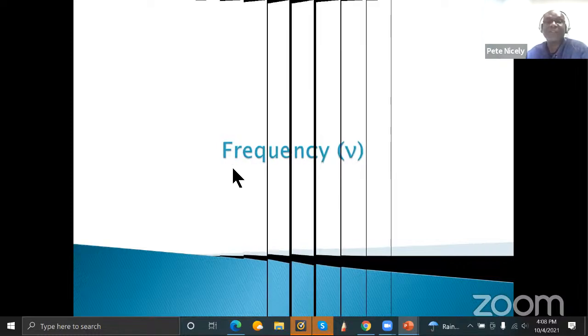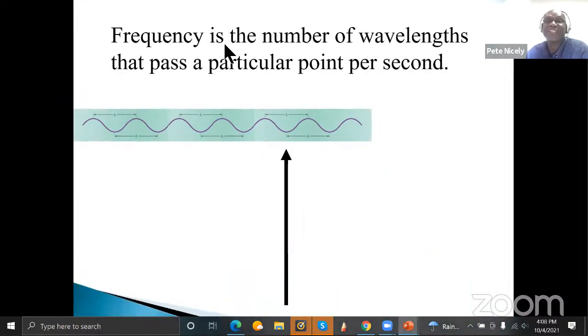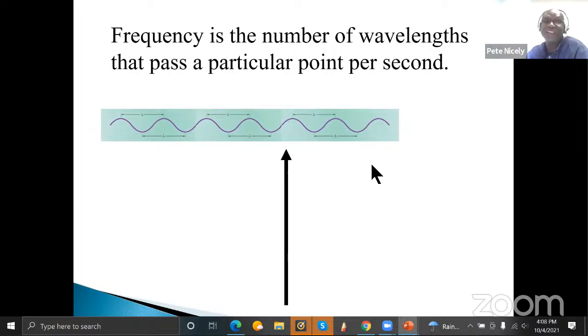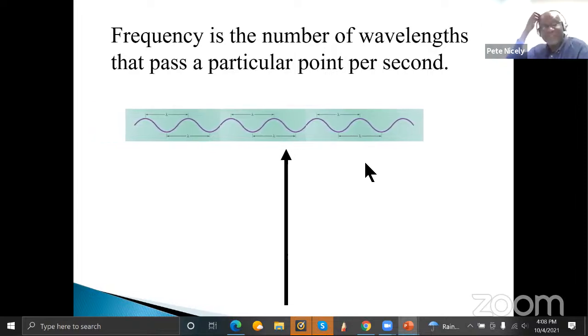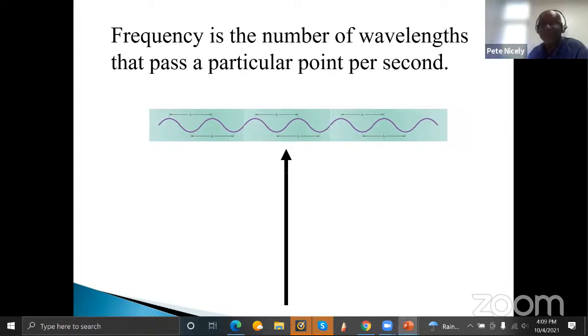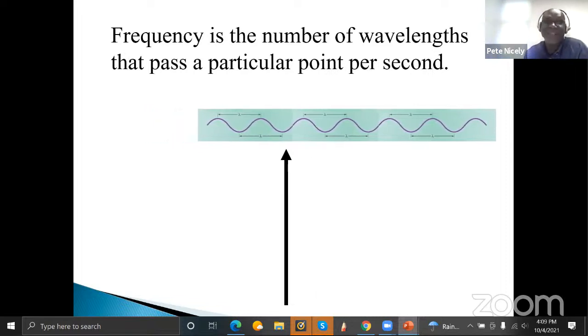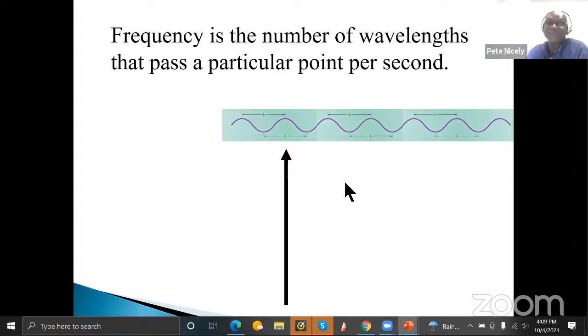Now, what is the frequency of the wave? The frequency of a waveform is the number of wavelengths that pass a particular point per second. So if you focus on one point here and the wave is moving, the number of wavelengths that passes that point in a second is called the frequency. So that's a wave moving. And if you count the number of wavelengths that passes that particular point per second, then that is the frequency.